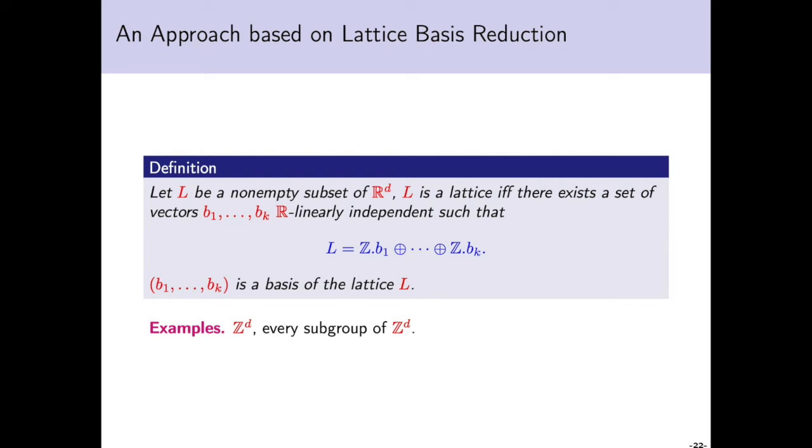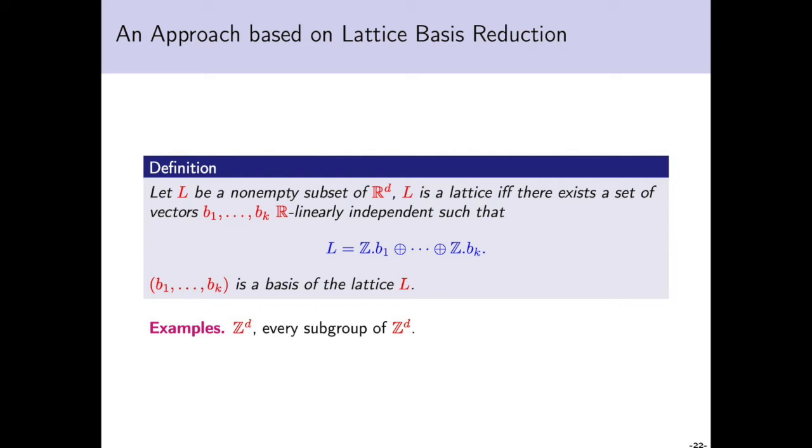And B1 through Bk is the basis of the lattice. Okay? So it looks pretty much like a vector space. Of course, there are many things that are not common to vector spaces and lattices, but still there are some properties that remain. For instance, there is a notion of dimension. For a given lattice, all the bases have the same number of elements.